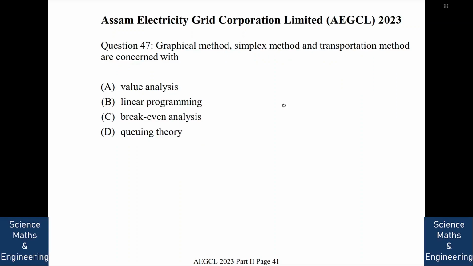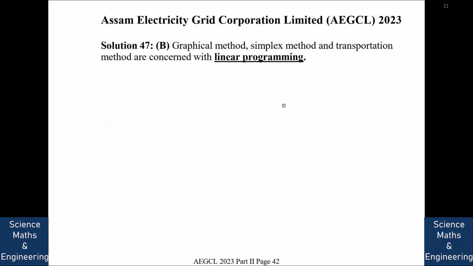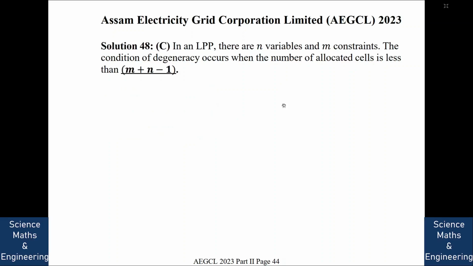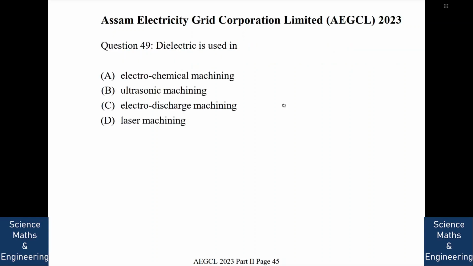Graphical method, simplex method, and transportation method are concerned with linear programming. Next question. In an LPP, there are n variables and m constraints. The condition of degeneracy occurs when the number of allocated cells is less than m plus n minus 1. This is again an operation research problem, so we can go through it in detail later. We go to the next question.